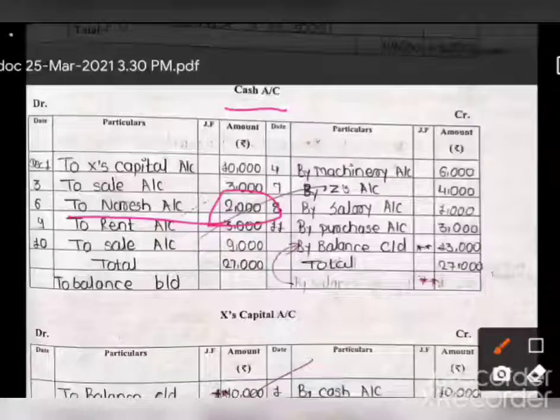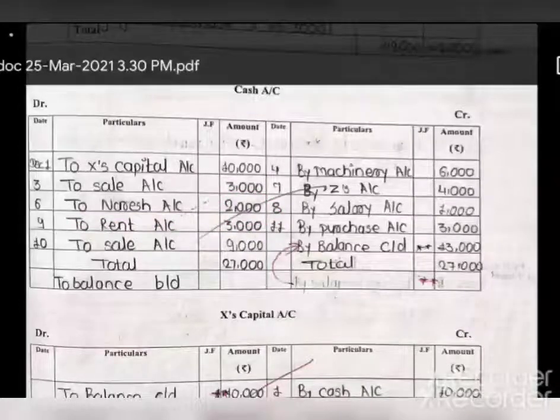Now if you see the other transactions, on 9th cash is again credited in the name of 3,000, on 10th in the name of sales it is credited, and on the other side by salary 7,000 and by purchase 3,000.